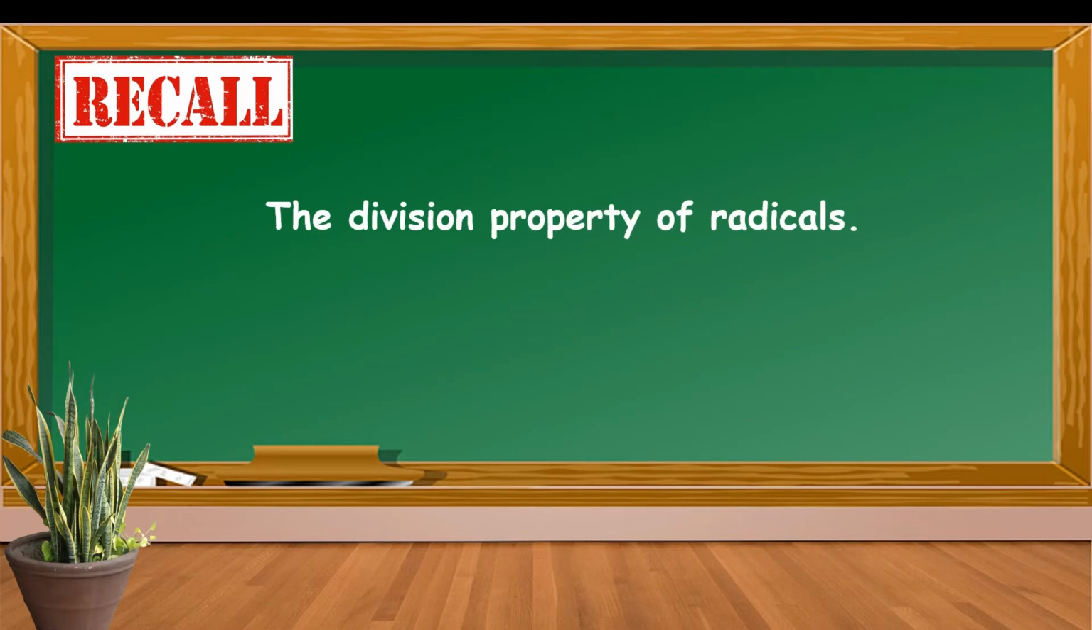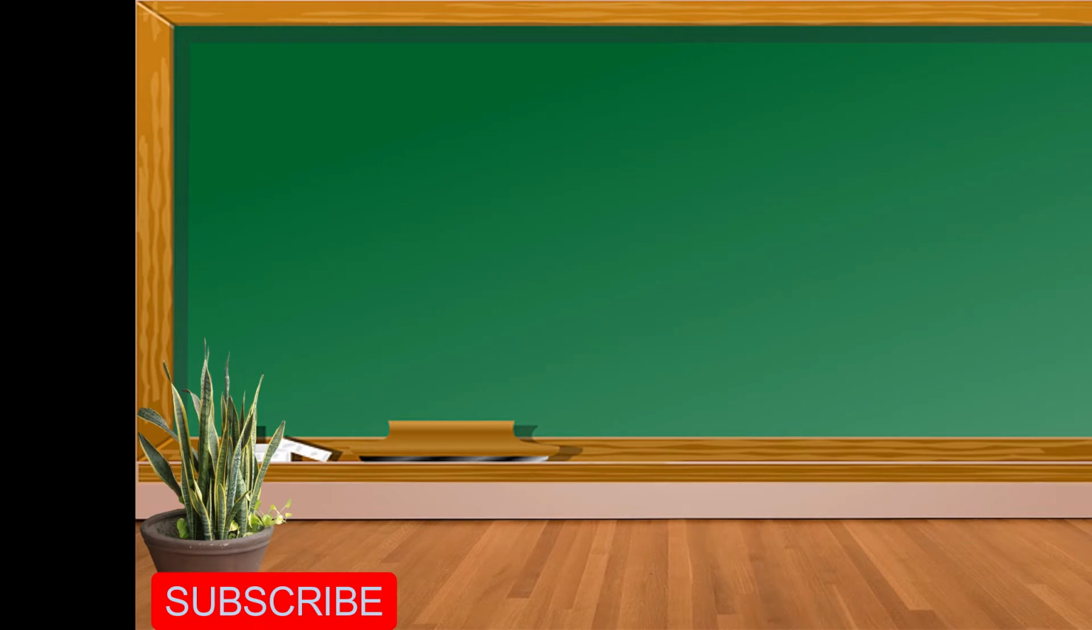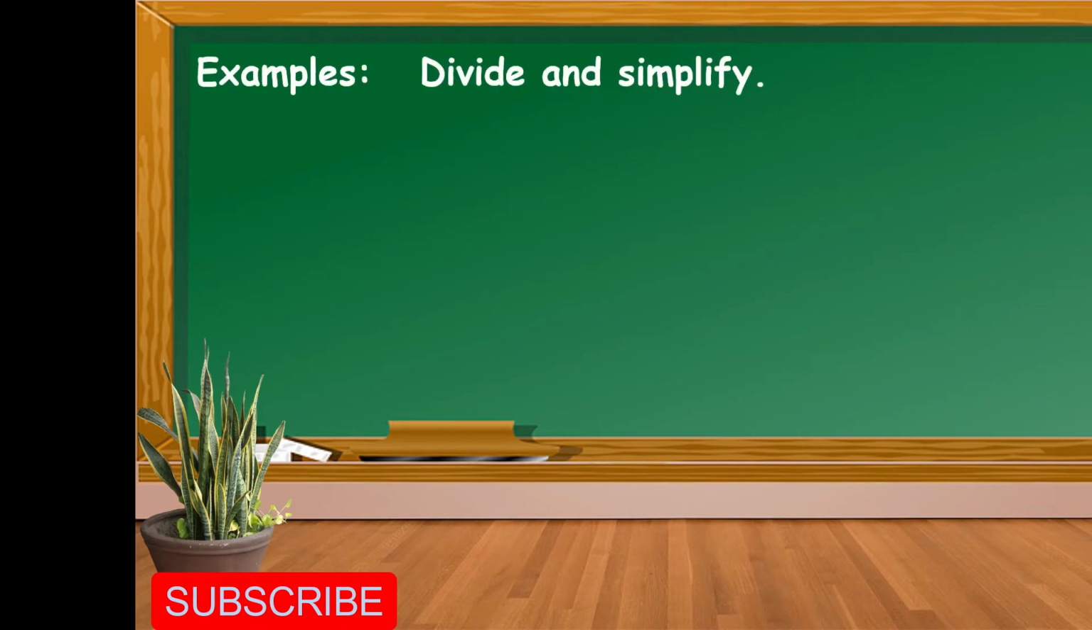Let us recall first the division property of radicals. We have the nth root of A over the nth root of B that is equal to the nth root of A over B. And the square root of A over B is also equal to the square root of A over the square root of B. Let us now proceed to these examples.